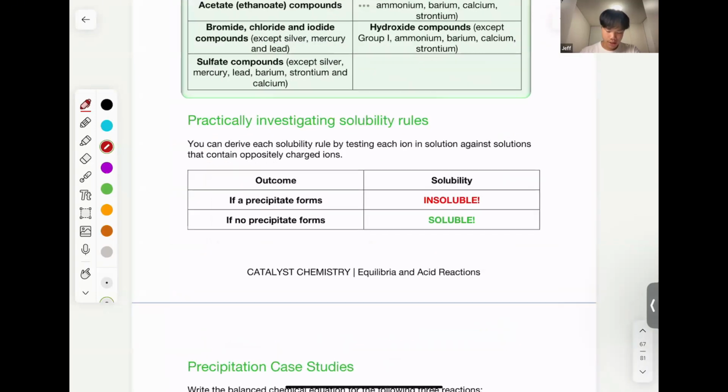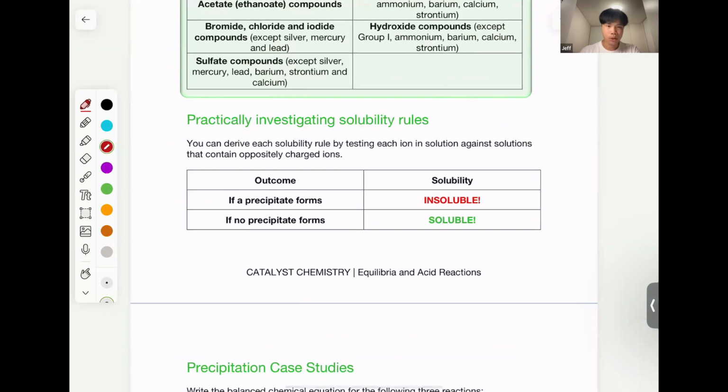If you wanted to investigate solubility rules and find certain ones, you can show whether precipitates form or not when you combine high concentrations of two ions together. So if I had a solution of magnesium and a solution of, let's say, lead, and then I have chloride ions, and I combine the two solutions together, and I form a precipitate, it means that compound is insoluble in water.